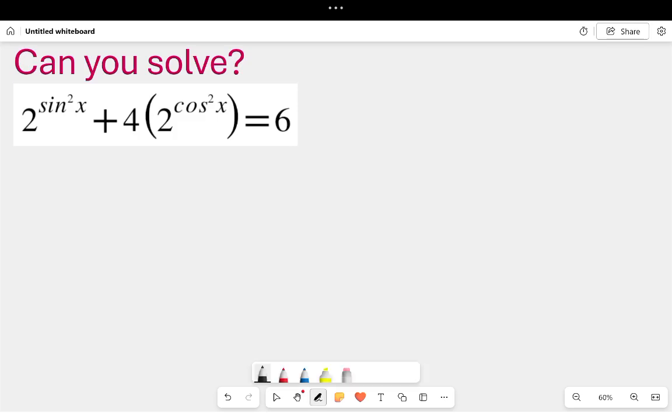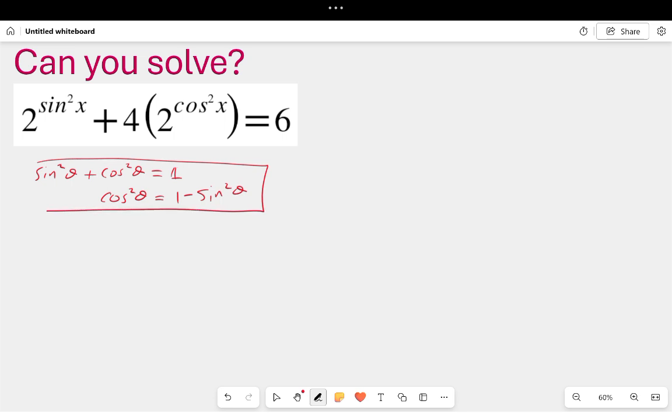Now we have a trigonometric equation with some elements of indices that we are going to try and solve here. Before we do this question, we need to remind ourselves about this key trigonometric formula: sine squared theta plus cos squared theta is equal to 1. We can also write this as cos squared theta is equal to 1 minus sine squared theta. This is very important for us.